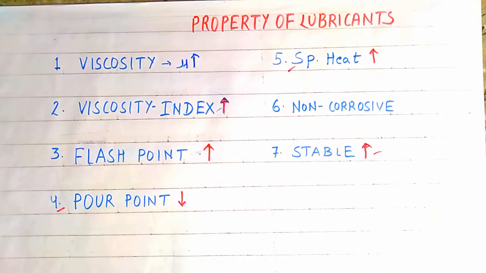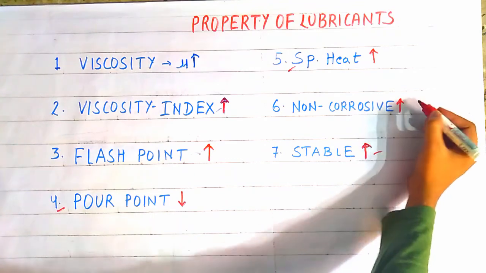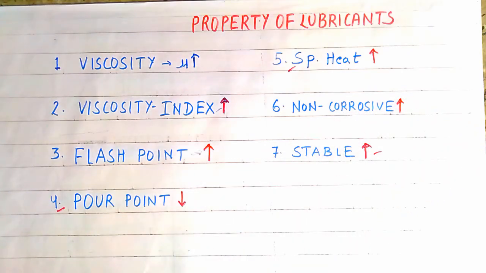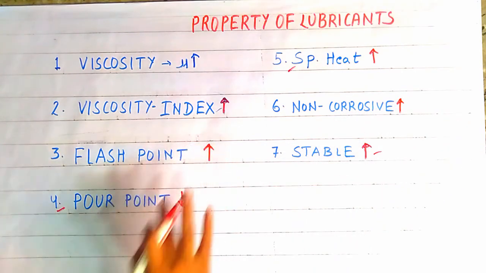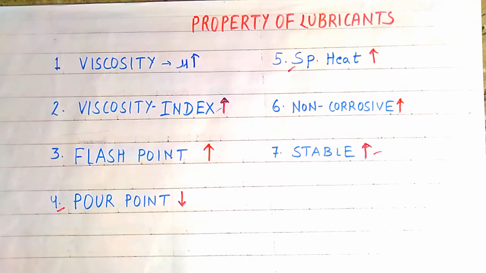And next is non-corrosiveness. The lubricating oil that we are using should be non-corrosive so that the surface of the journal bearing lasts long, and it should not damage the surface of the journal and the bearing. So non-corrosiveness is also an important property. So these are the properties of the lubricant that are used in the journal bearing.